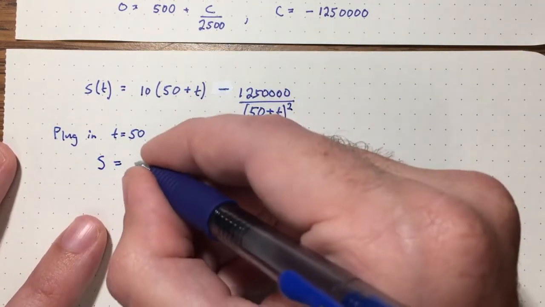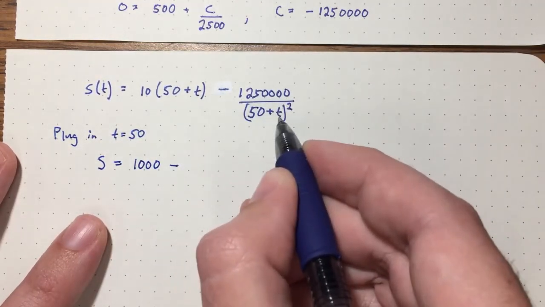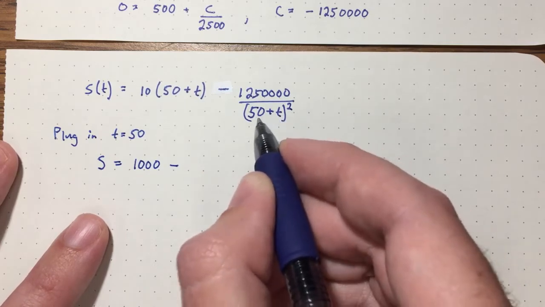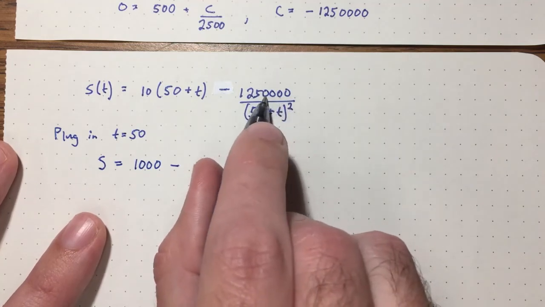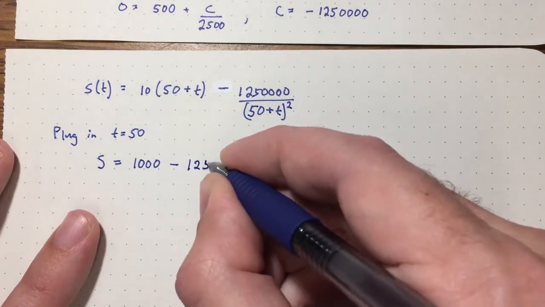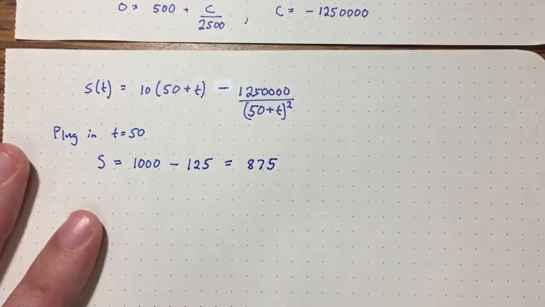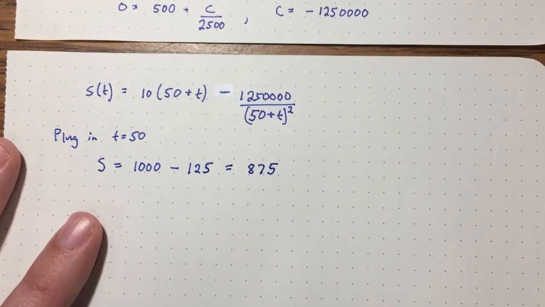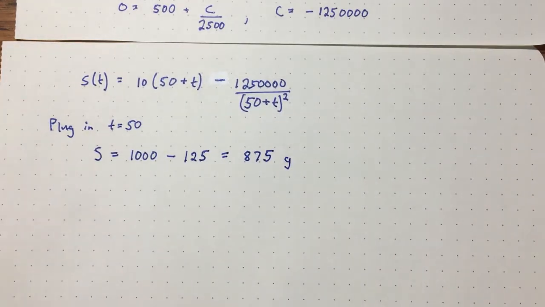So we have 50 plus 50, that's 100, times 10 is 1,000. Now here we have 100 squared, that's 10,000. So if I divide this number by 10,000, I'm essentially just getting rid of those zeros. So I had 1,000 minus 125, that's going to be 875. So what are the units there? This is the amount of salt, right? That's what s is. So this is just grams. Okay. So we're almost done. We want grams per liter.